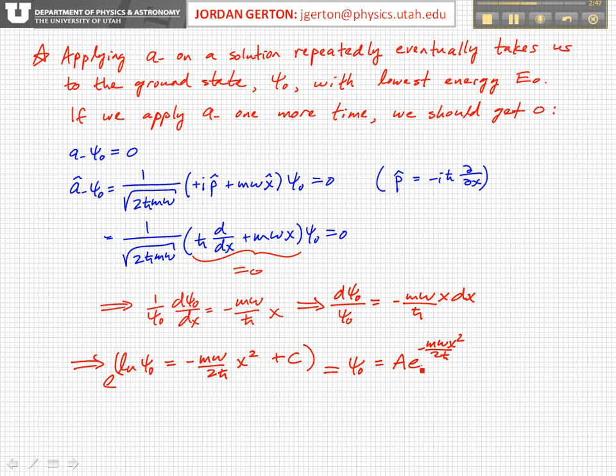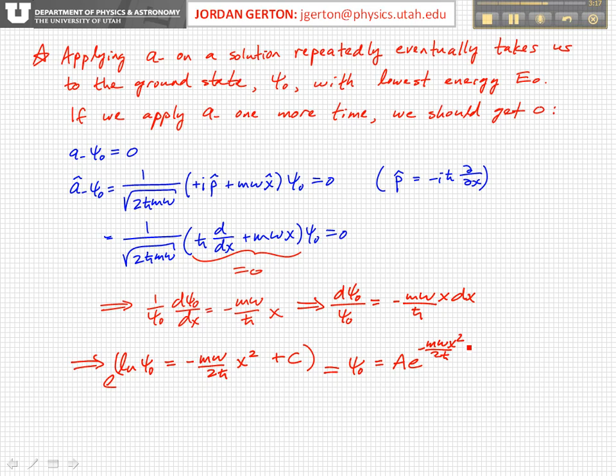times a Gaussian function. Remember, a Gaussian function is where you have e to the minus some constant times a spatial dimension squared, or some parameter squared, in this case x squared. Okay, and so the ground state wave function is going to look like a Gaussian. Then the ground state wave function squared will also look like a Gaussian. The square of a Gaussian is a Gaussian.